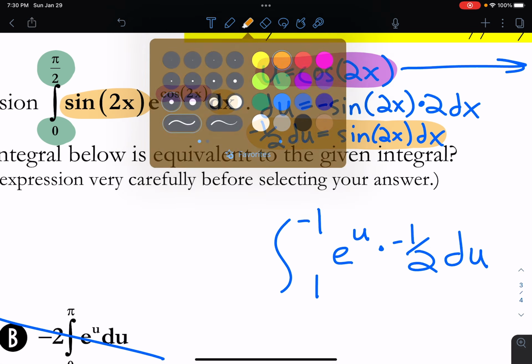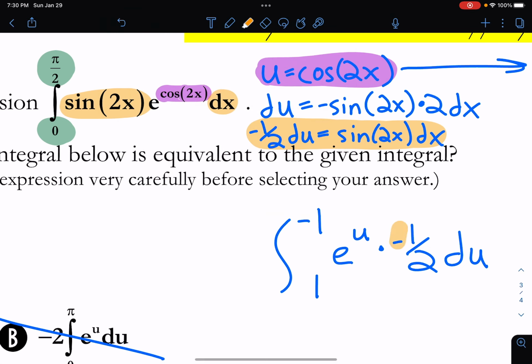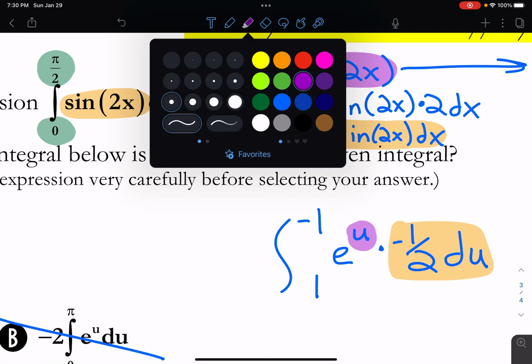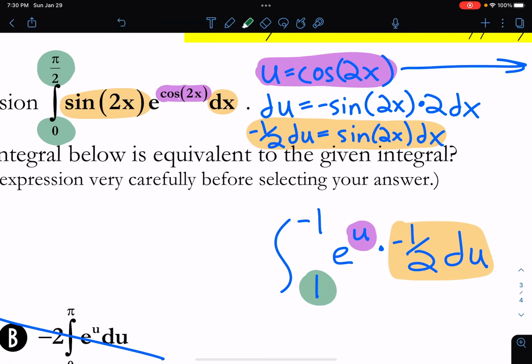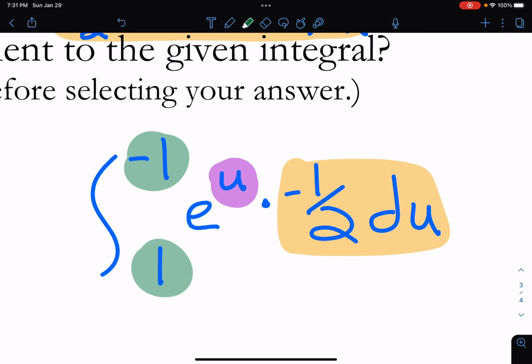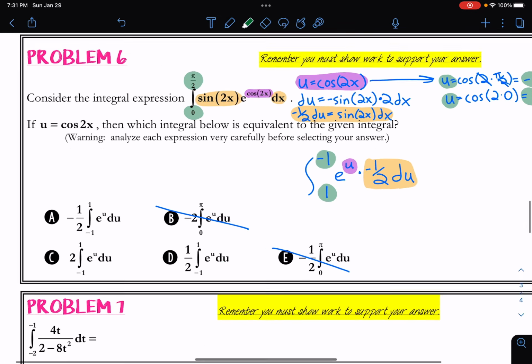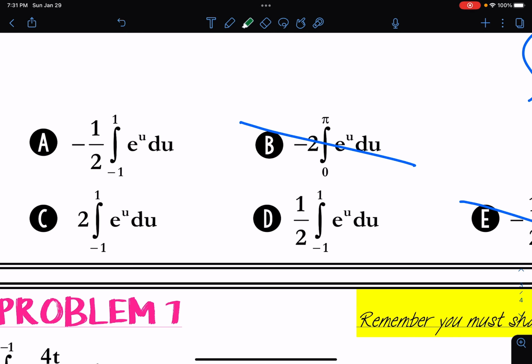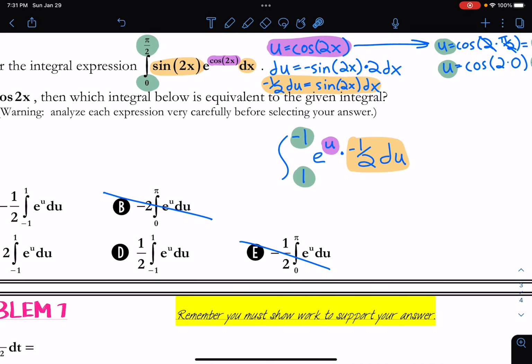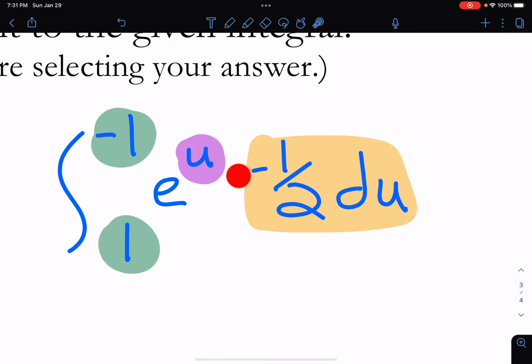So again, the sine of 2x dx became negative 1/2 du, and the cosine of 2x, we were told to make that u. And then again, the 1 on bottom and the negative 1 on top, that has to be done in that order. And so, if I look at all my options, none of them have negative 1 and 1 in the order that I do. All of them have it flipped. And so this tells me that my last step is to use this negative to flip these limits of integration.